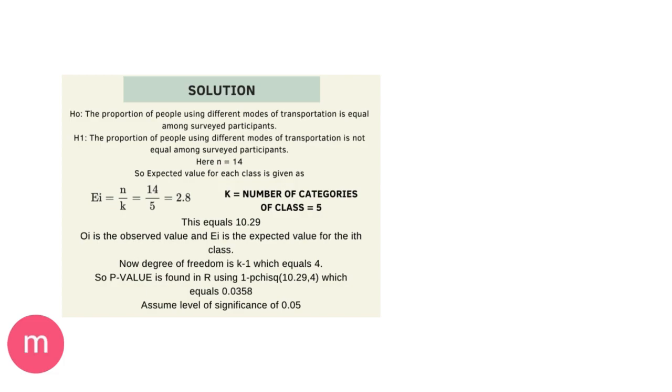So this is equal to 9.29. Now Oi is the observed value, and Ei is the expected value of the i-th class. Now we do the degrees of freedom, that is K minus 1, which will be equal to 4. The p-value is found in R using 1 minus the result given, which equals 0.0358. We assume a significance level of 0.05.